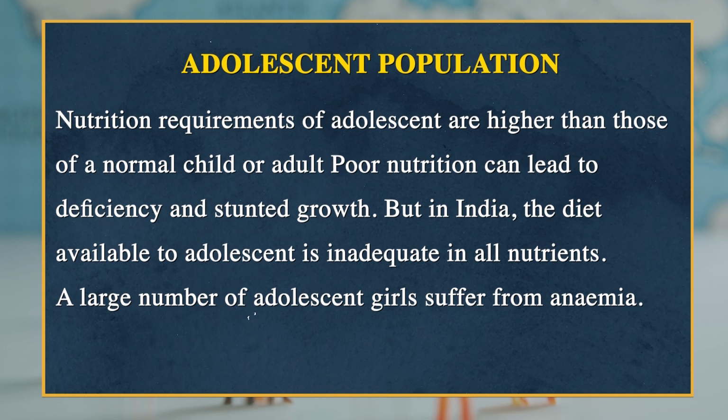Nutrition requirements of adolescents are higher than those of a normal child or adult. Poor nutrition can lead to deficiency and stunted growth. But in India, the diet available to adolescents is inadequate in all the nutrients. A large number of adolescent girls suffer from anemia. Awareness among them can be improved through the spread of literacy and education. Adolescents' most prevalent issues are growth and development, school, childhood illness that persist into adolescence, and mental health concerns.